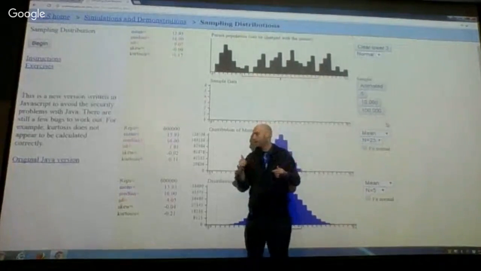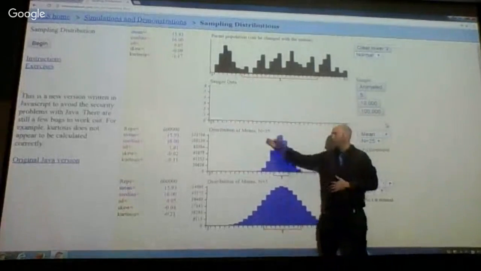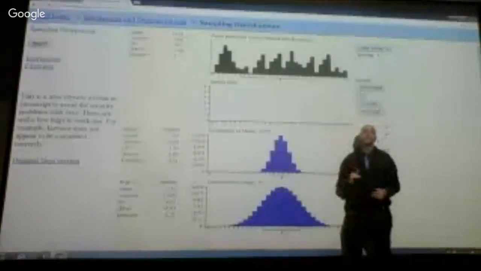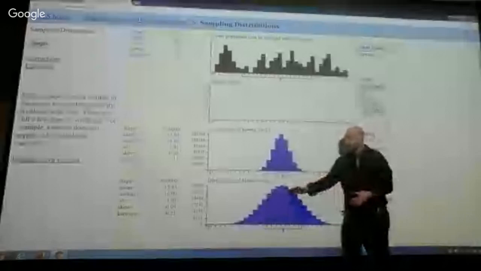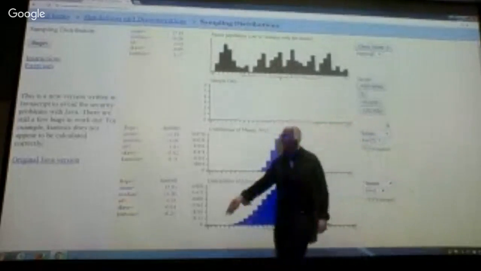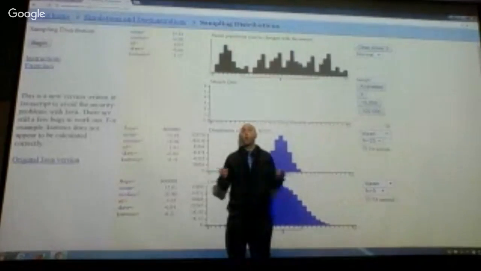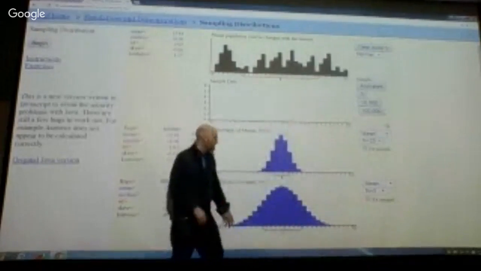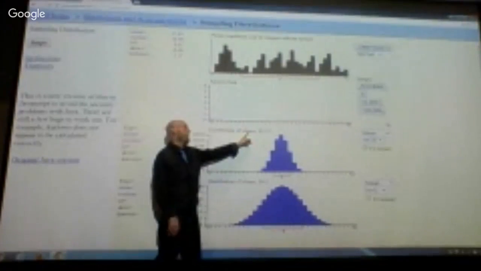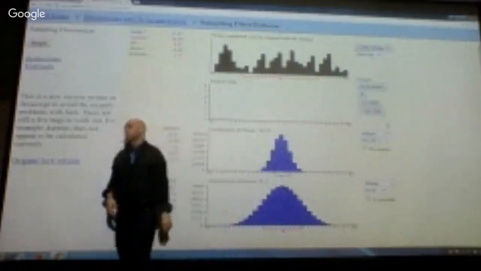All those things work together. This distribution is different from this distribution because this distribution was formed by taking samples of size 25, and this one was formed taking samples of size 5. This distribution is wider because the sample size was smaller. Wider means a larger standard deviation, and larger standard deviation means more dispersion: the dispersion of the sampling distribution of means.